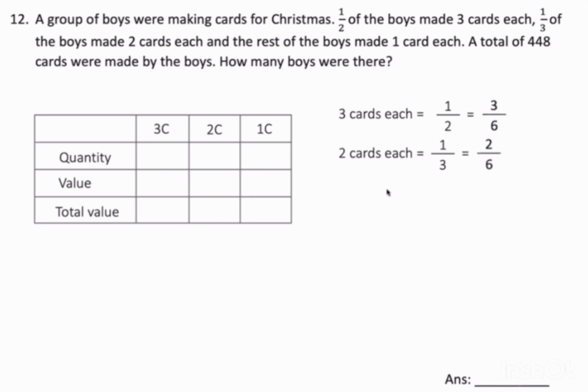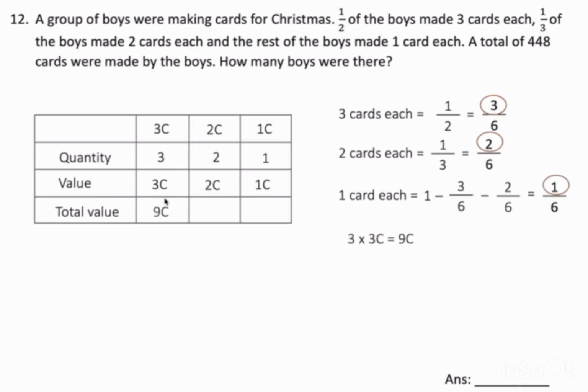Okay. So 1 card each will be 1 whole minus 3/6 minus 2/6. So 1 card each is 1/6 of the boys. So by looking at these fractions, we can look at it as if there are 6 groups of boys, 3 groups making 3 cards, 2 groups making 2 cards, and 1 group making 1 card each. Value will be the number of cards. Then we multiply. 3 times 3, 2 times 2, 1 times 1.